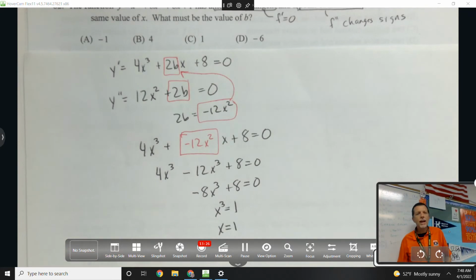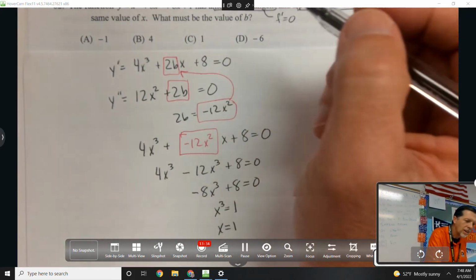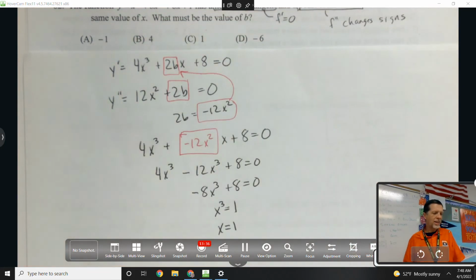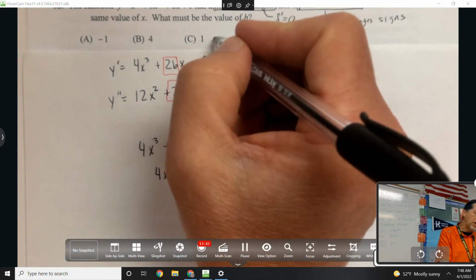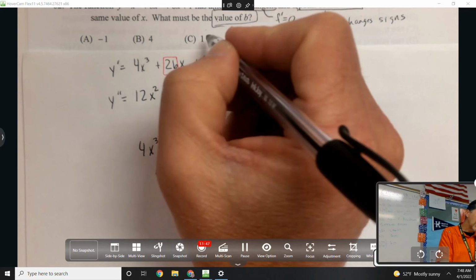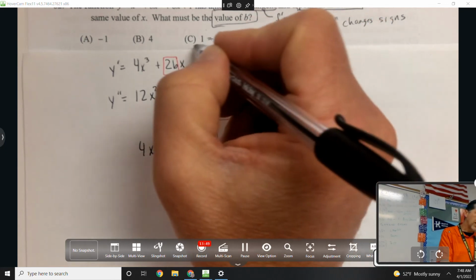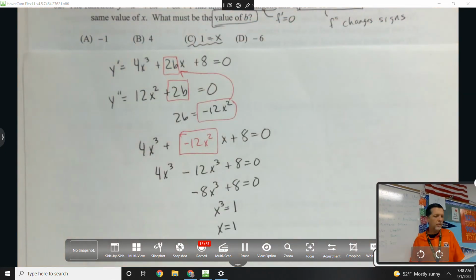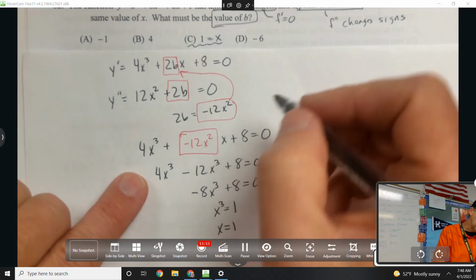And I guess officially I'd have to verify that it changes signs at x equals 1. But when I look at my answer choices, oh, careful. This is why we reread the question. I almost boxed C. Why would that not be right? Right, what's the value of b? So x equals 1. Tempting, but that's not what we're looking for. We want to know what b is.